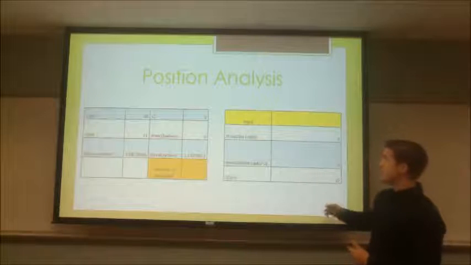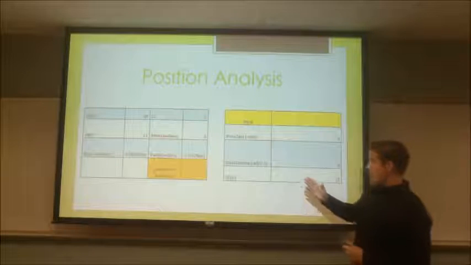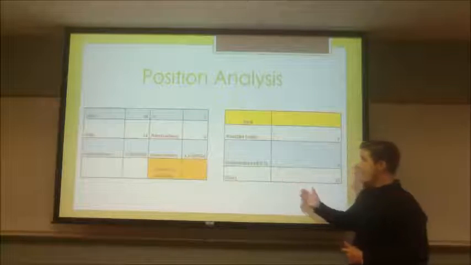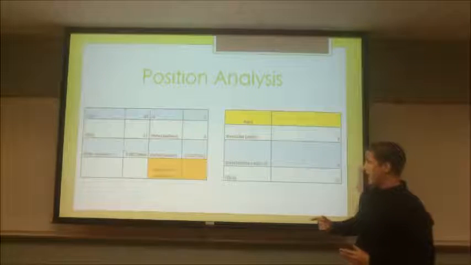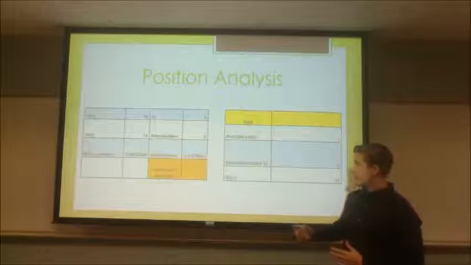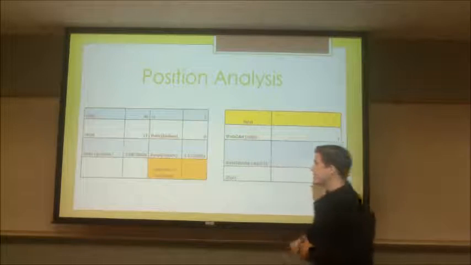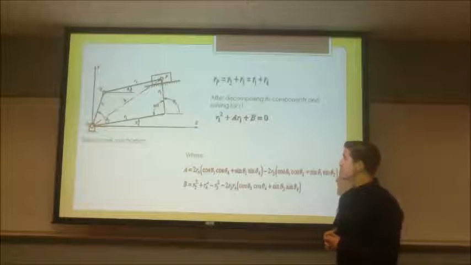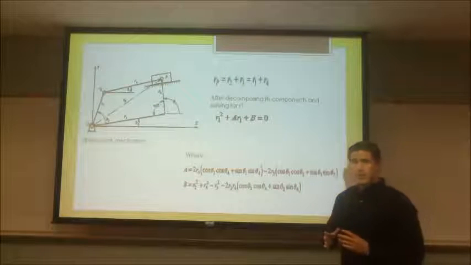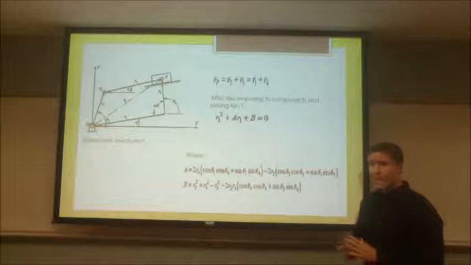For the position analysis, these 2 tables represent our data, which are given for our project, and the unknowns that we need to find are R1 and theta 3. This is the slider crank mechanism. I'm going to analyze the motion.